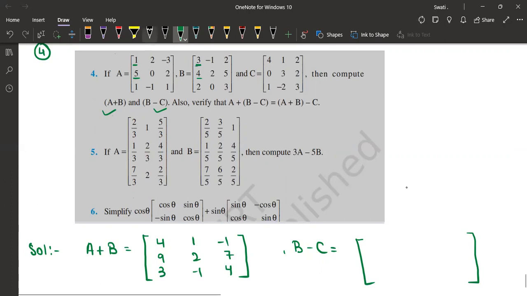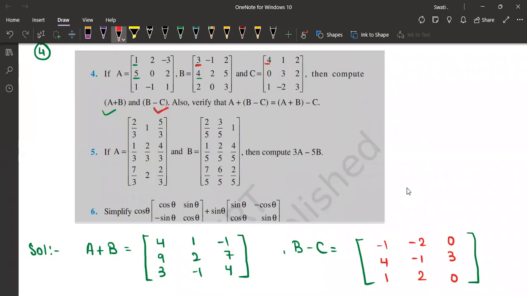So let me change the color. So 3 minus 4, b minus c. So 3 minus 4, -1. -1 minus 1, that is -2. Now 2 minus 2, that is 0. Next, 4 minus 0, that is 4. Next, 2 minus 3, that is -1. Next, 5 minus 2, that is 3. Next, 2 minus 1, that is 1. Next, 0 minus -2. So minus into minus is plus, so 0 plus 2 is 2. Now 3 minus 3, that is 0. So we are done with the second part as well.